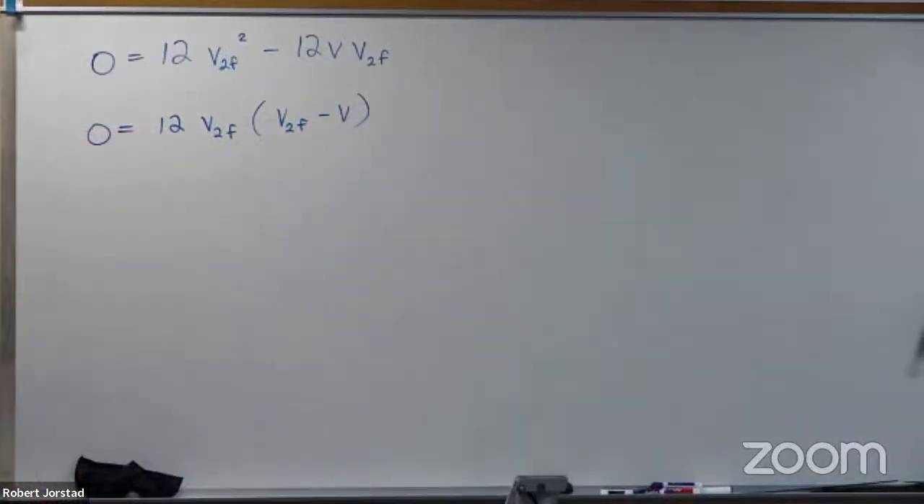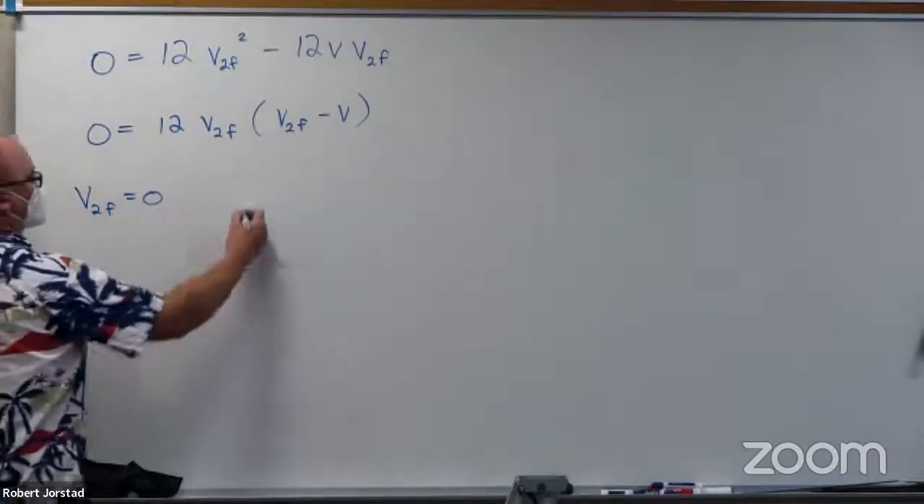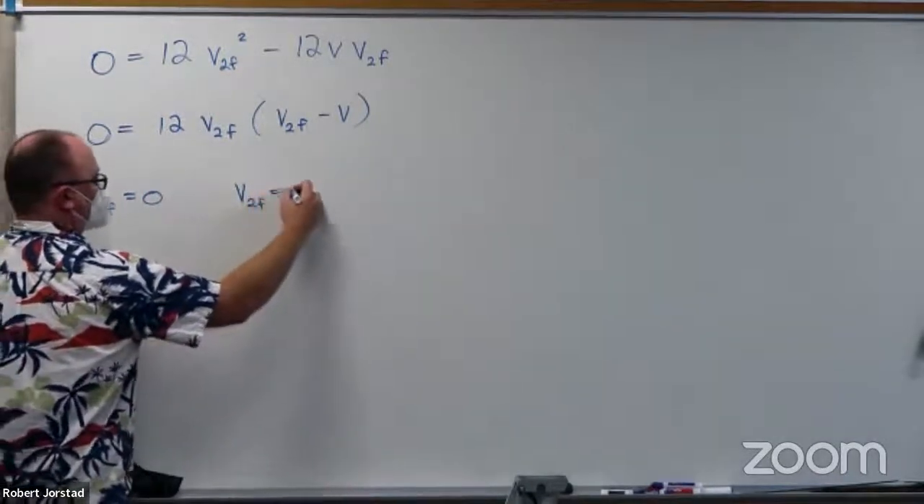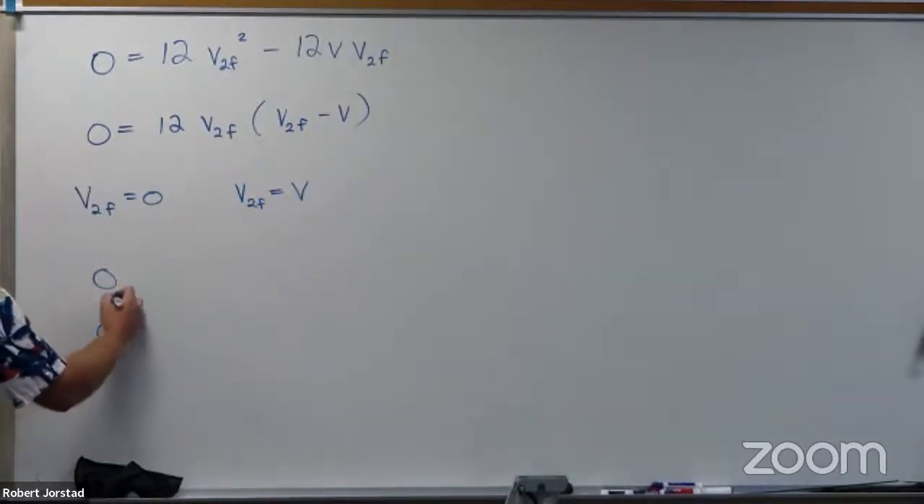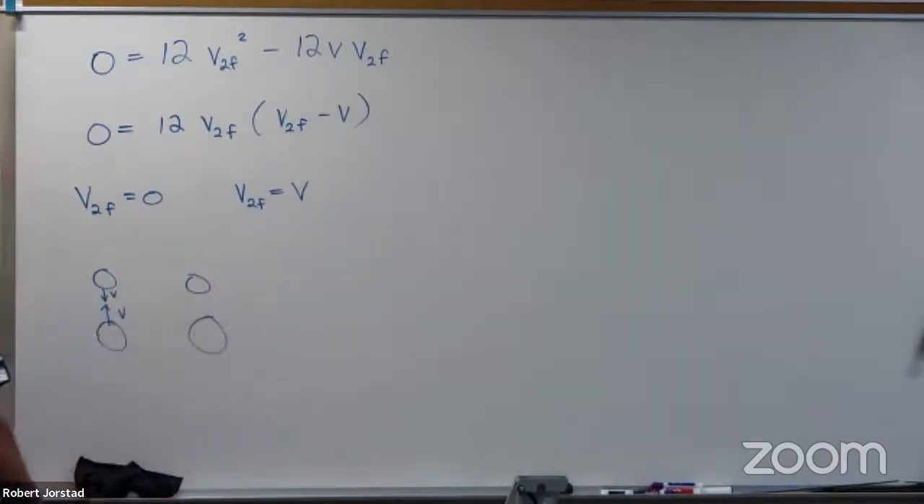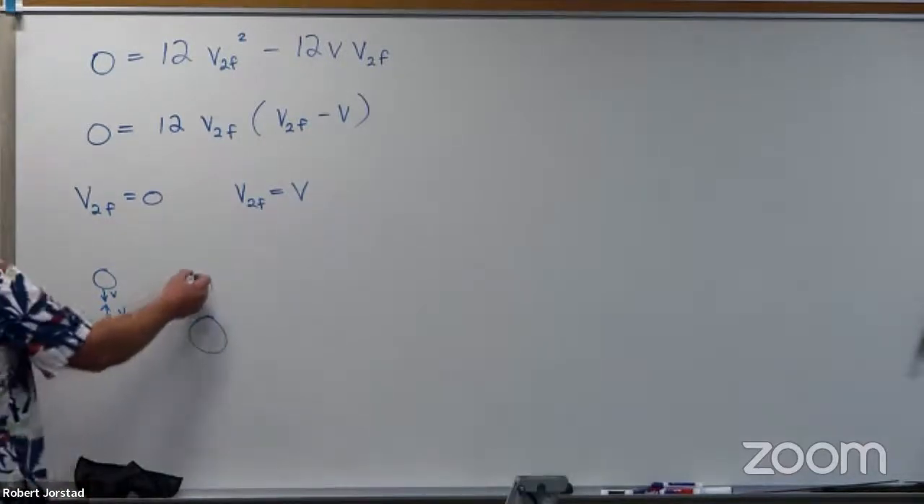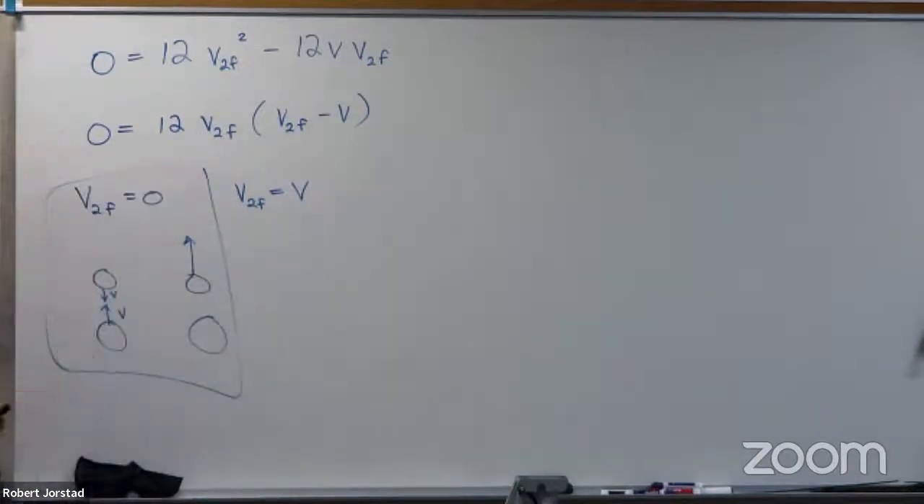How many solutions are there to this equation? 2. What's one of them? V2 final equals 0. What's the other one? Now think. What were we talking about here? We're talking about these two moving towards each other, and afterwards there are 2 solutions. One of them is the basketball stops moving and this one goes up. So that's this solution, right?